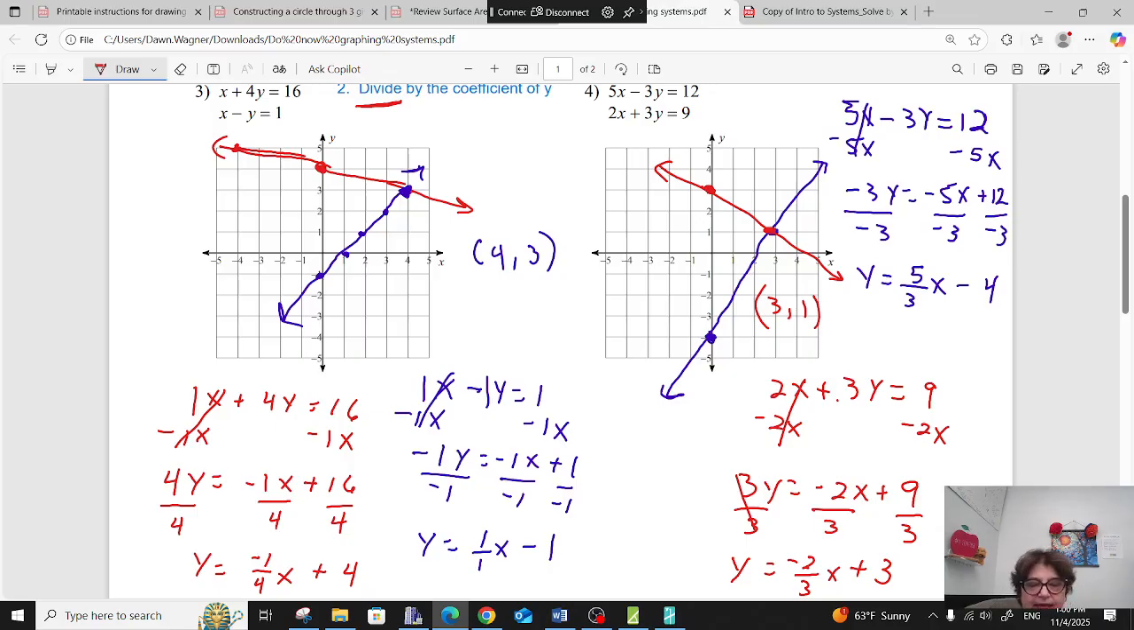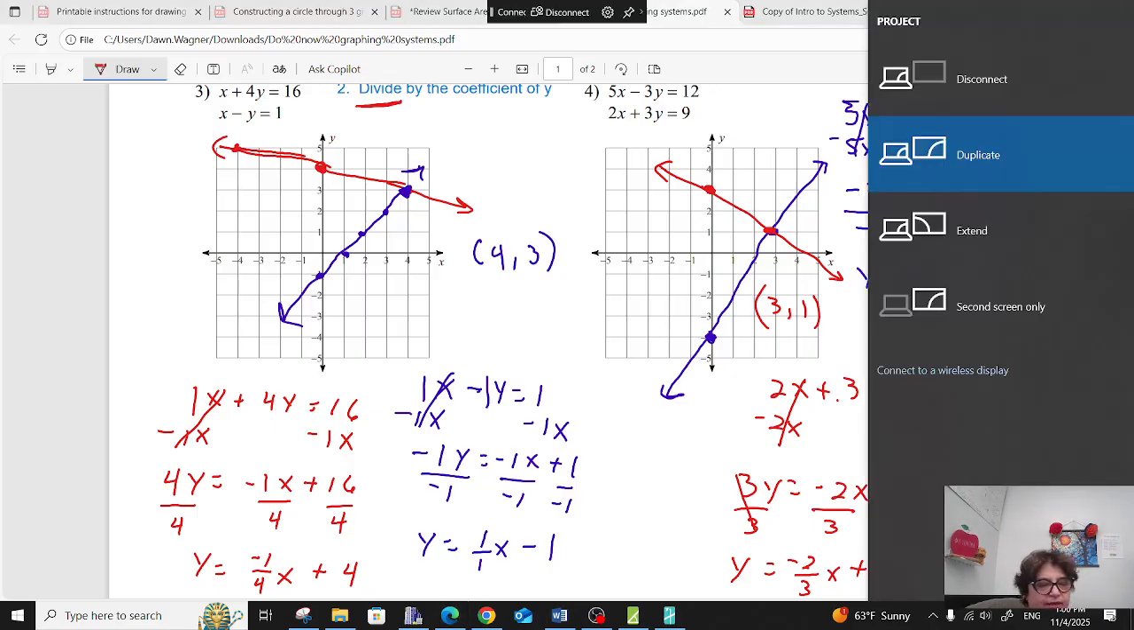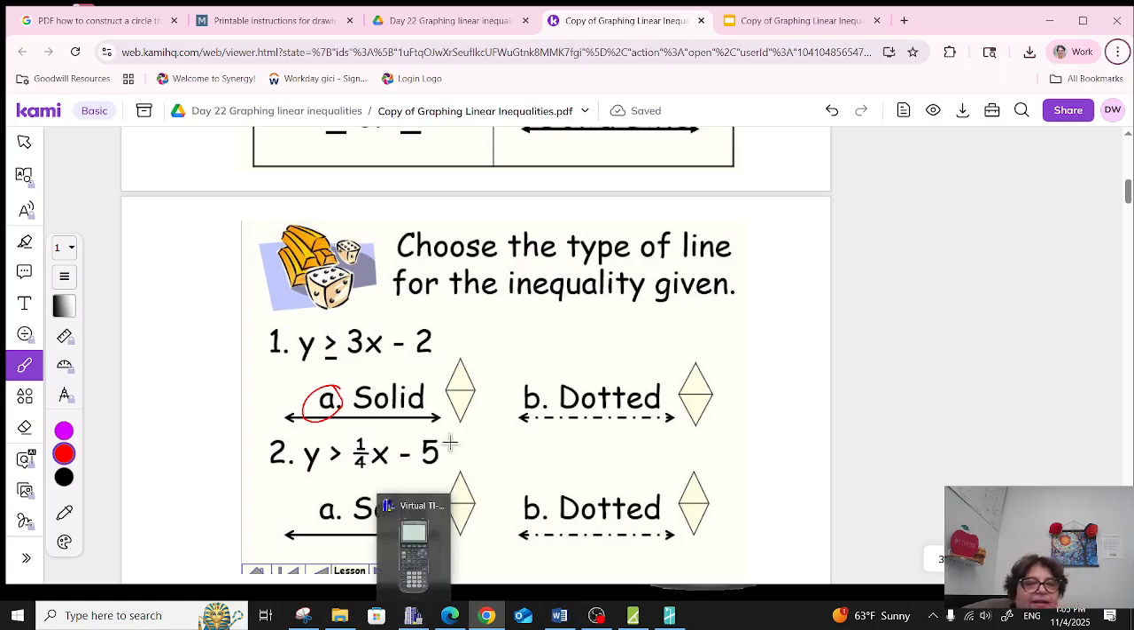Okay, so today you should have your notes, right? Yeah, because it has a line under it. I'm only repeating myself because I wasn't recording. When it has a line under it, we're going to do solid. What about this one? Is it going to be solid or dotted? Dotted.